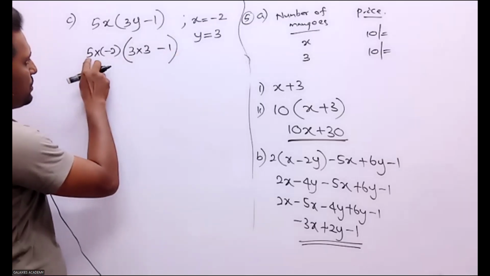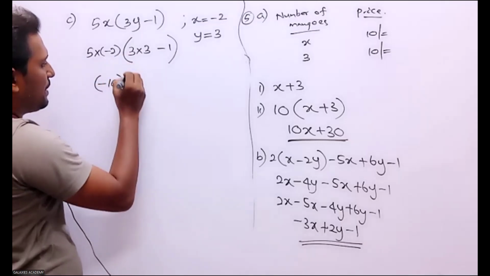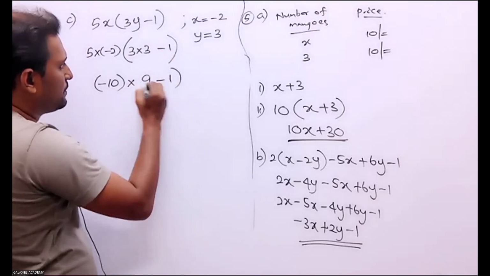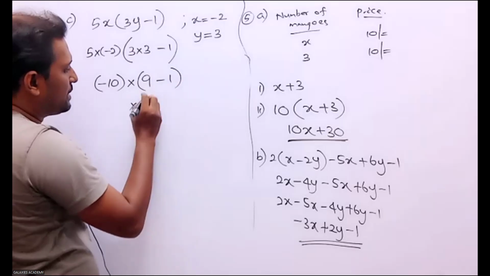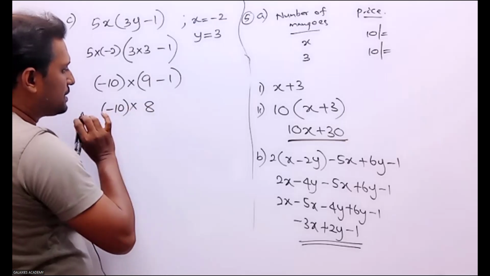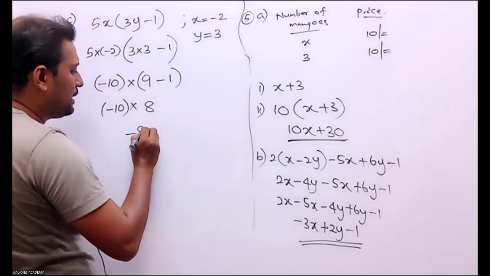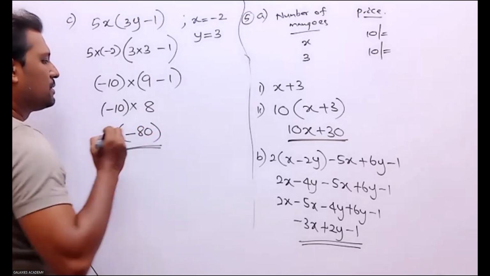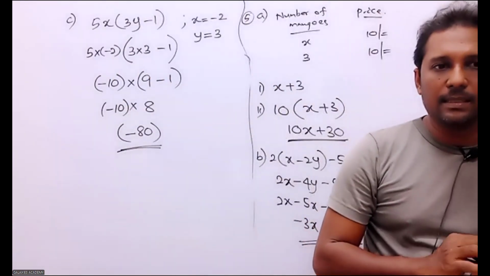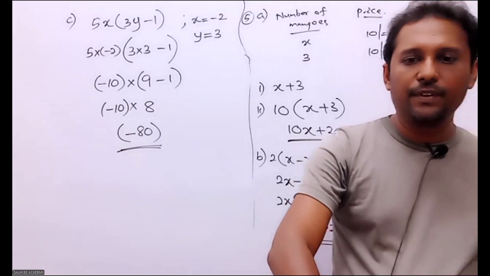You can simplify these two. 5 multiply negative 2, negative 10. Bracket means multiply, no? 3 times 3, 9 minus 1. 9 minus 1, 8. 8 multiply negative 10. 8 is positive. Positive multiply negative, negative. 10 times 8, 80. So what is the answer? Minus 80. Right? Minus 80. It is the last part of fifth question.